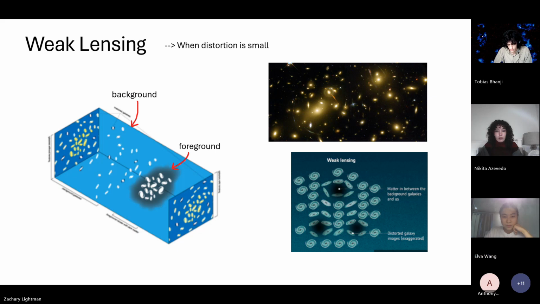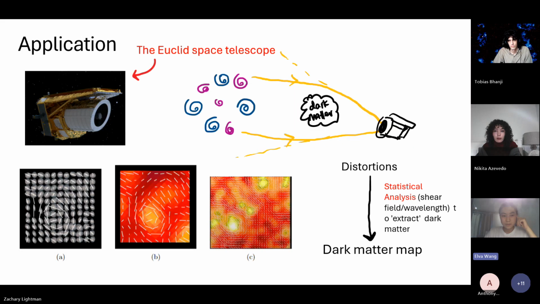And if you look at each individual galaxy, the effect is so small that it's barely detectable by eye. So this means that we need to look at a large view of galaxies and use some statistical analysis to better understand the mass that's causing the distortions. Next slide, please. So here's an application of weak lensing analysis.